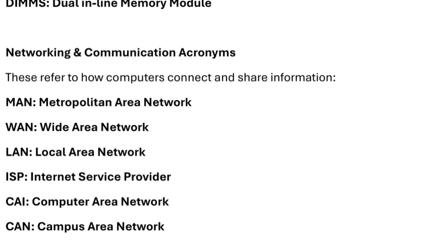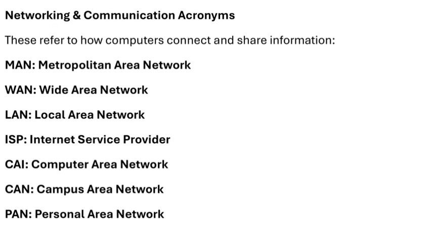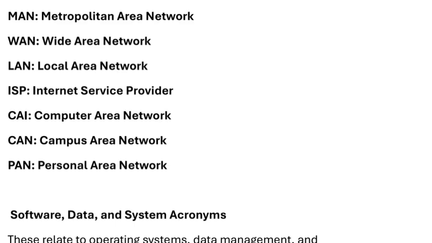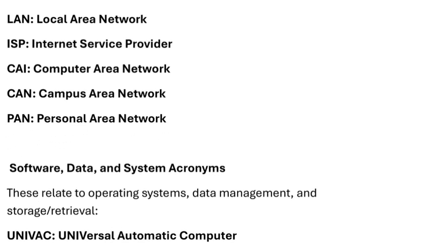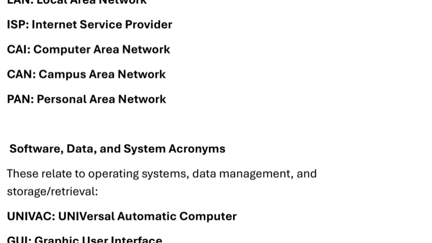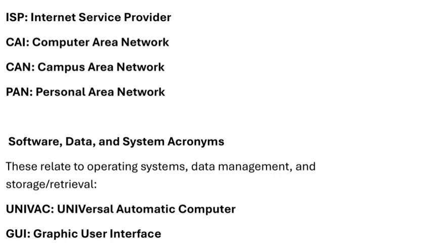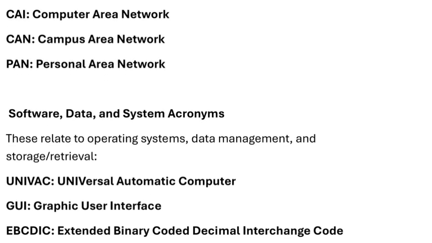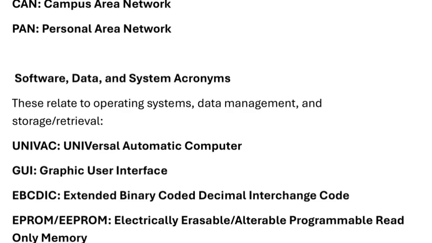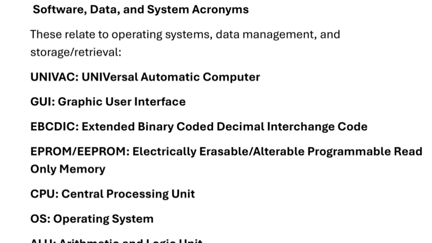Networking and communication acronyms. These refer to how computers connect and share information. MAN, Metropolitan Area Network. WAN, Wide Area Network. LAN, Local Area Network. ISP, Internet Service Provider. CAI, Computer Area Network. CAN, Campus Area Network. PAN, Personal Area Network.